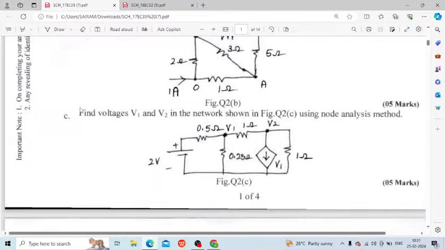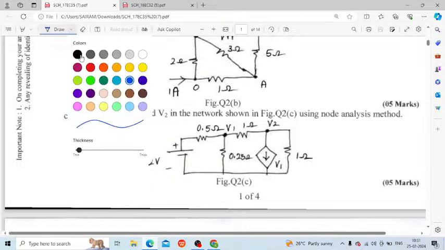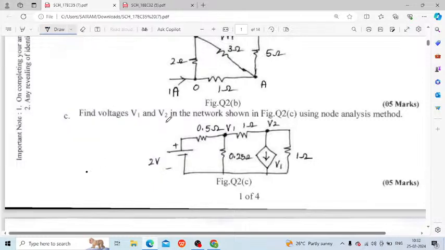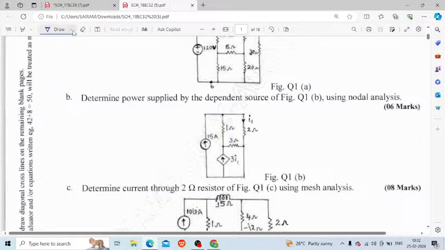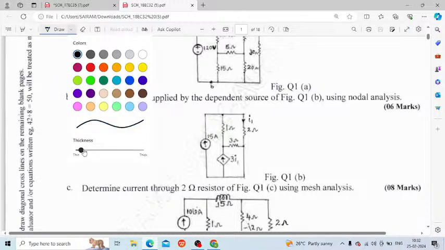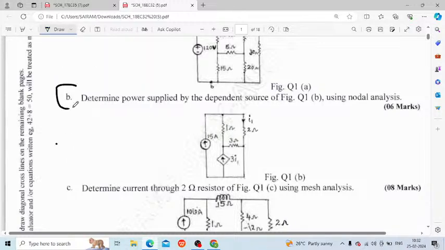Just a minute. This is problem number 2C here, and problem number 1B. We're going to do these two problems.